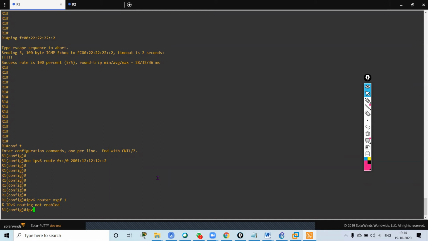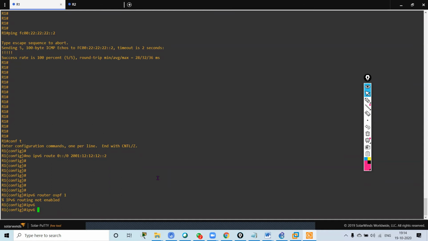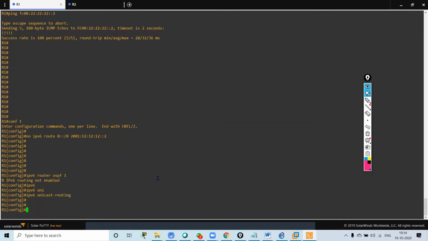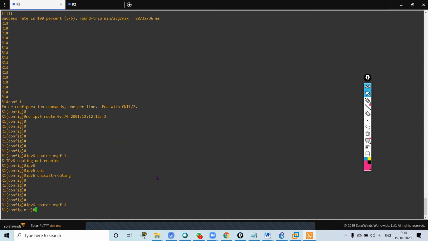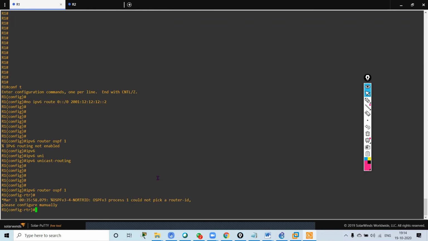So what do I have to do? IPv6 unicast routing. First I have to enable the routing. Then if I give the command, I'll get one more prompt over here. See what it is showing. Read it out.